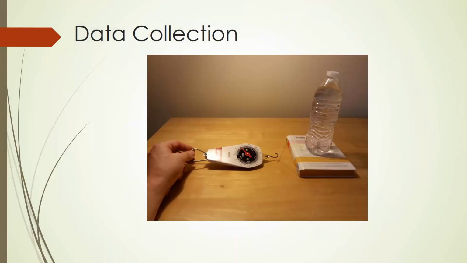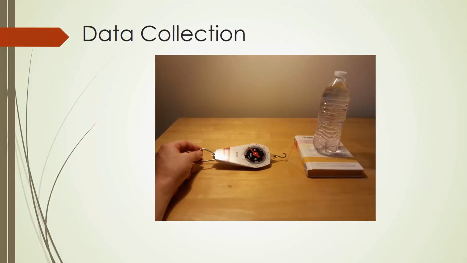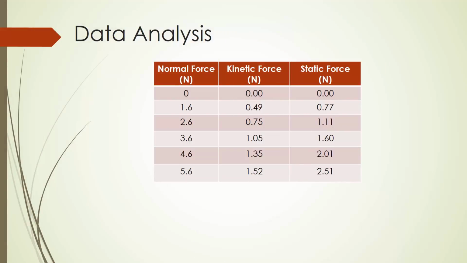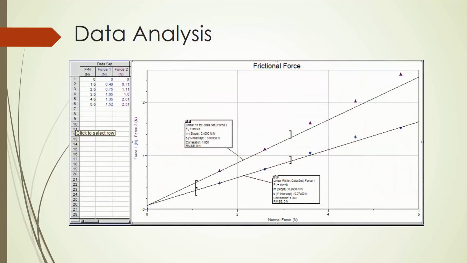For frictional force, pull on a paperback or CD case with a spring scale, increasing the weight on each trial. Record both the applied force that causes the book to break free and also the average force while pulling on the book at a constant speed. Record the data in the data table on the report sheet. Graph the data for both static and kinetic friction in LoggerPro, following all the standard graphing conventions, and find the slopes of both lines.